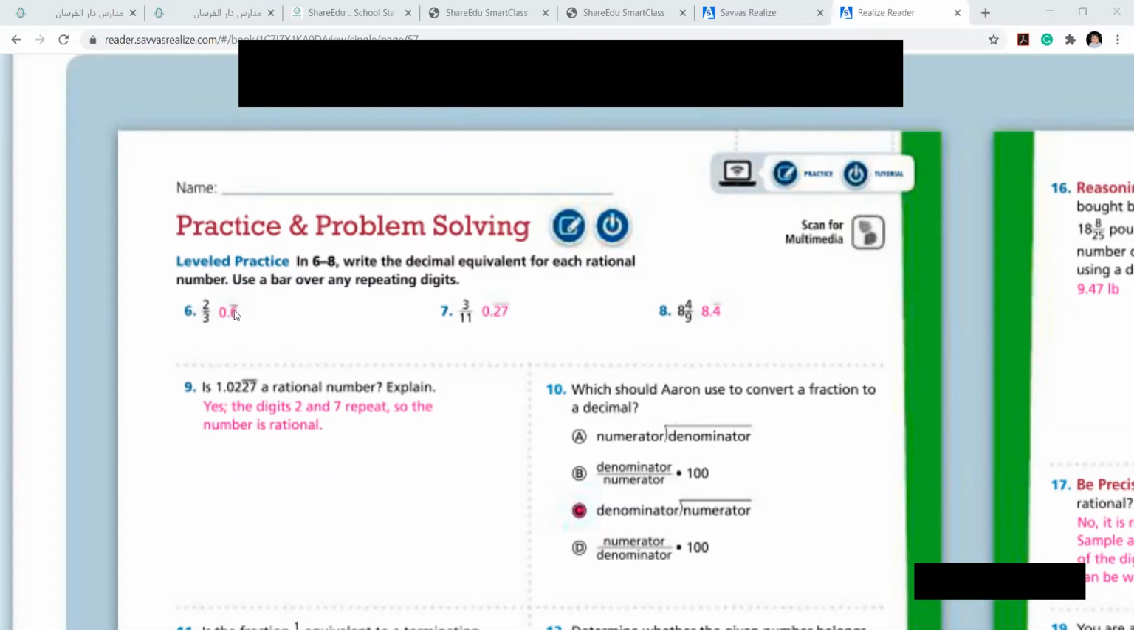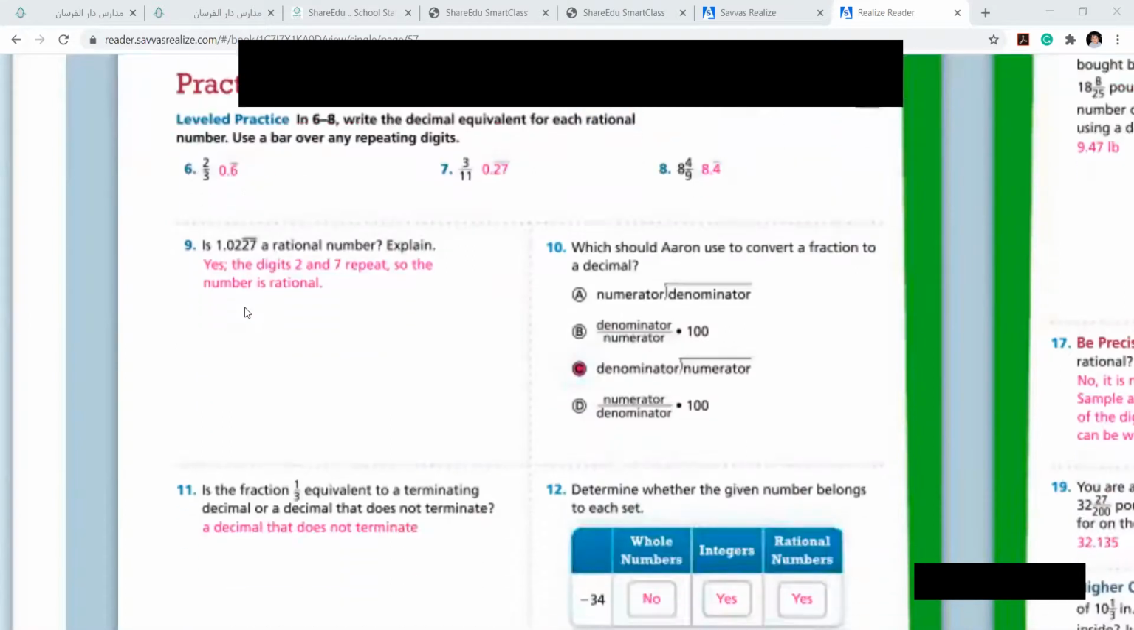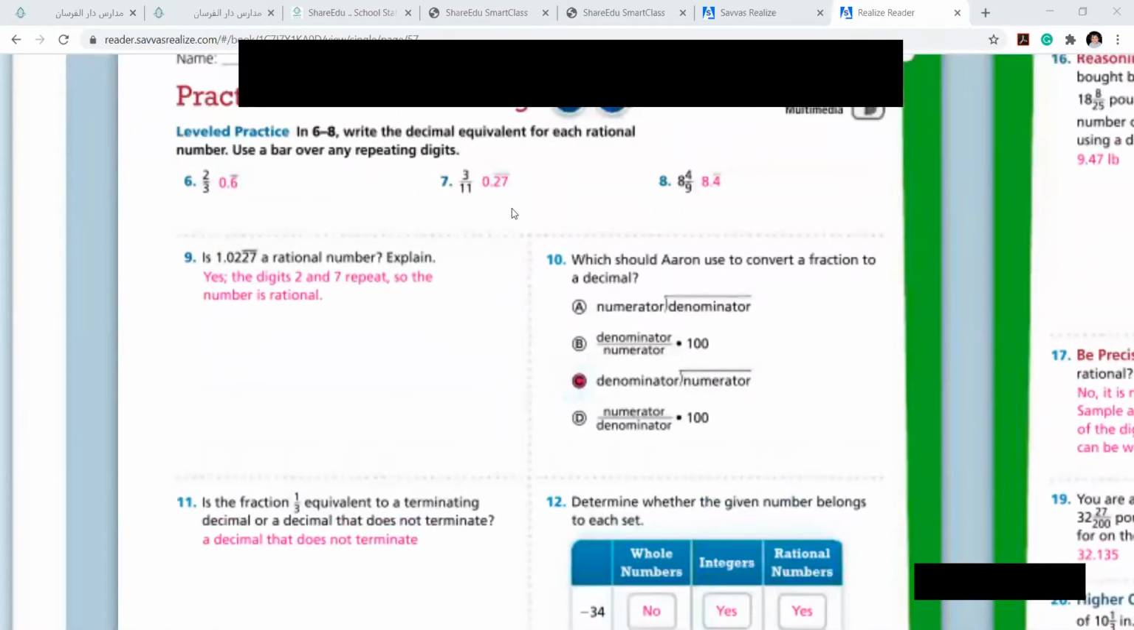I got 0.6. What does this line mean? The line means it is repeating. Okay? Now this one. 1.0227 is a rational number. Yes, it is a rational number because the digits 2 and 7 repeat. That's why it's a repeating decimal and it is called a rational number.